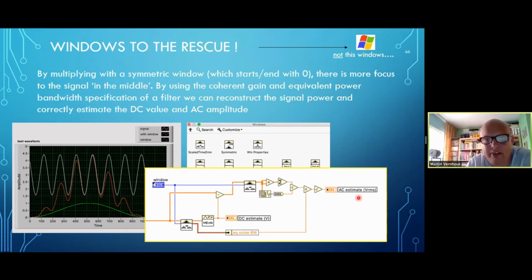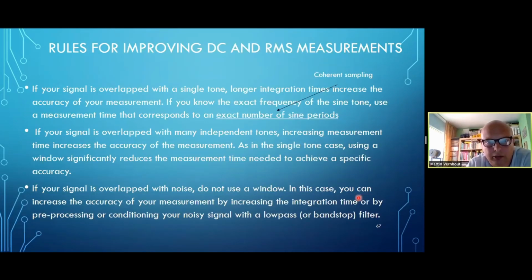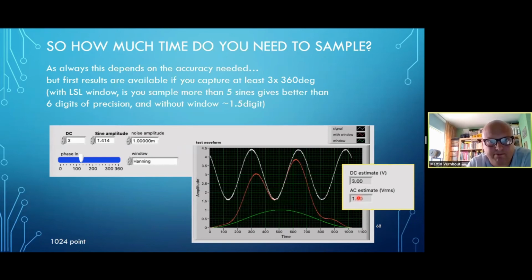And that works great. It's a standard VI when you buy LabVIEW. So use it. Rules for improving your DC and RMS accuracy. Follow the hints. So how much do you need? Well, you need a couple of sine waves. You need 3, maybe 5. If you use a different filter, a low side lobe filter, for example, you can actually get 6 digits of precision if you have 5 sine waves sampled. So it correctly predicts your DC and your AC. And if you don't do it, you only have 1.5 digits of precision, which is, of course, poor.